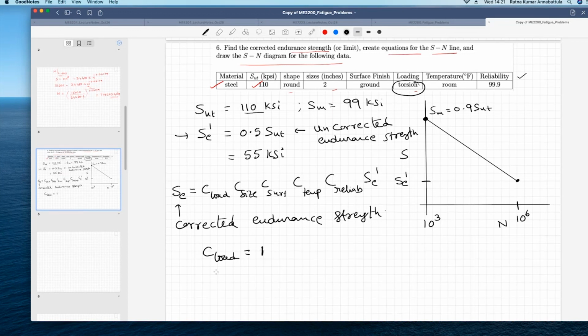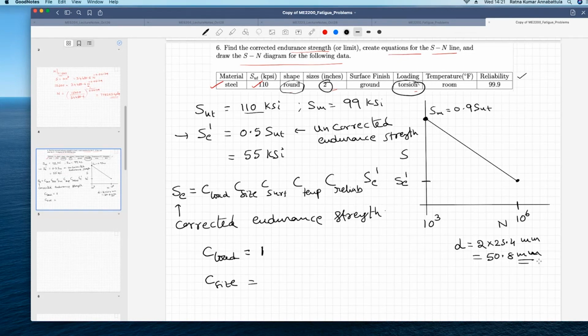All right. So now next thing is C size. C size will have 2 aspects: one is shape and also the size. The shape here is given as round, that means circular cross section, and hence there is no correction to be made for the cross section shape. But how about the size? Size is 2 inches. That is 2 into 25.4 mm, that is 50.8 mm, our circular cross section, the shape of the specimen.